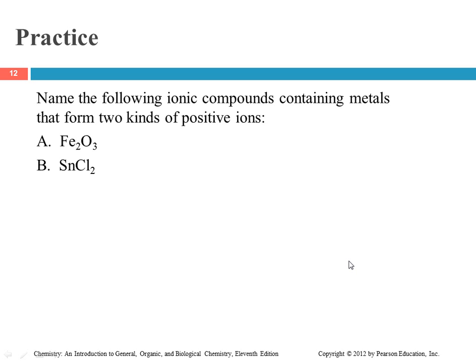Okay, for this one, we have one tin atom, and we have 2 chlorides. So we would say 1 times X plus 2 times -1 equals 0. So X has to equal 2. So we would say tin, 2, chloride.